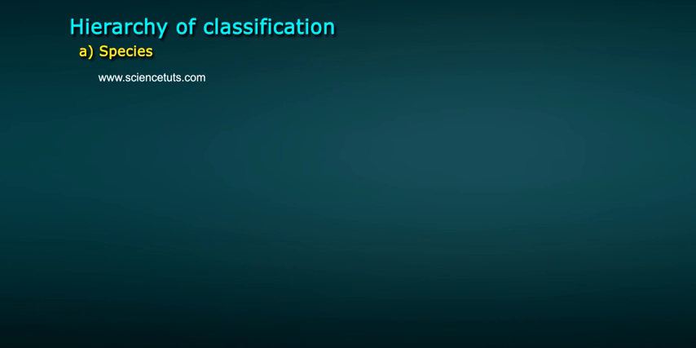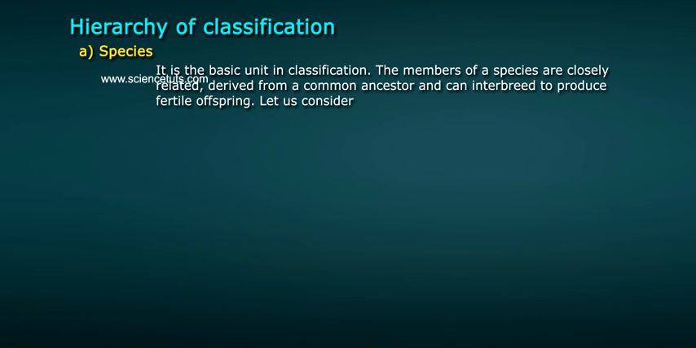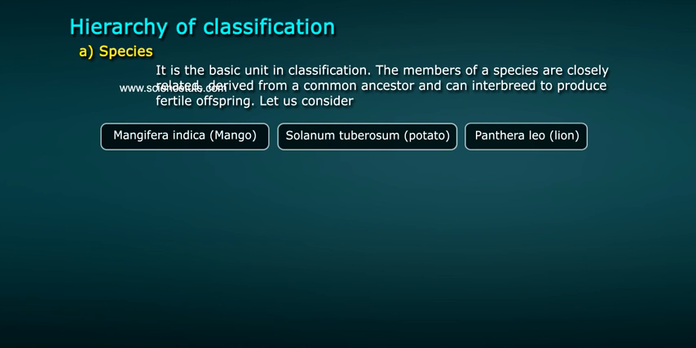A. Species. It is a basic unit in classification. The members of a species are closely related, derived from a common ancestor, and can interbreed to produce fertile offspring. Let us consider Mangifera indica, mango, Solanum tuberosum, potato, and Panthera leo, lion.